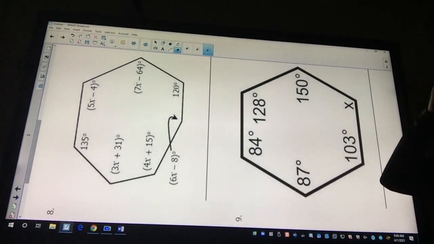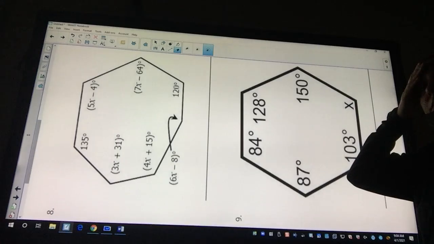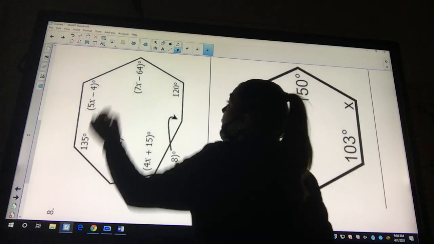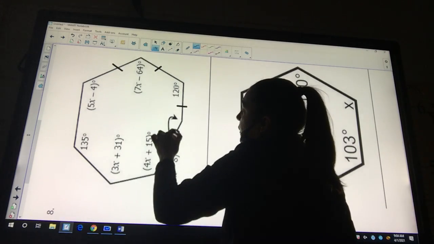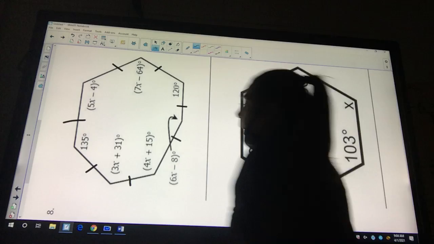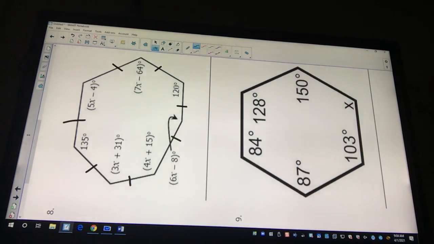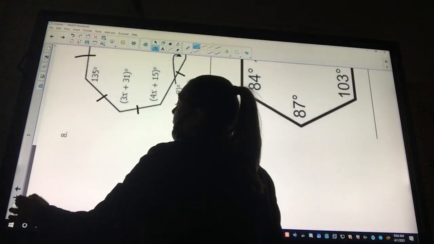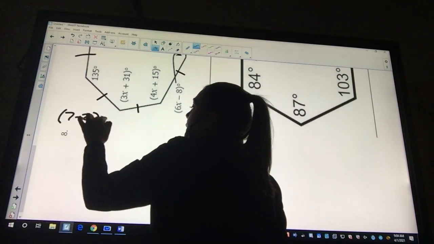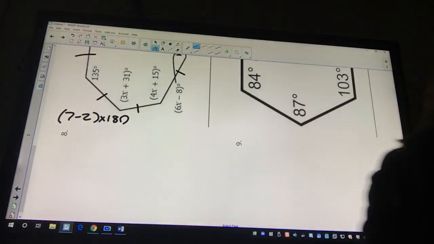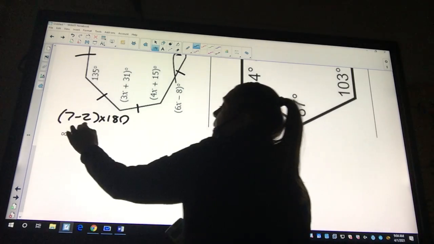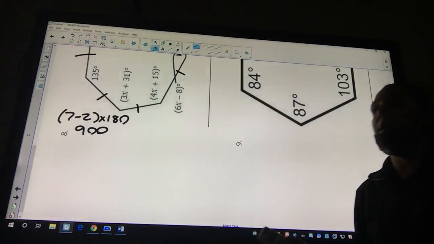Okay, so number 8. How many sides are there? 1, 2, 3, 4, 5, 6, 7. Okay, so there's 7 sides, so how can I figure out the whole sum? 7 minus 2 times 180. So it's going to be 900. Okay, so our whole thing equals 900.